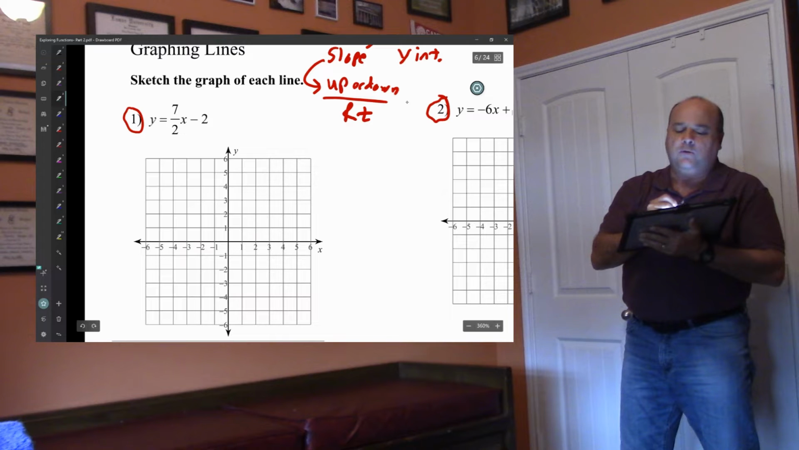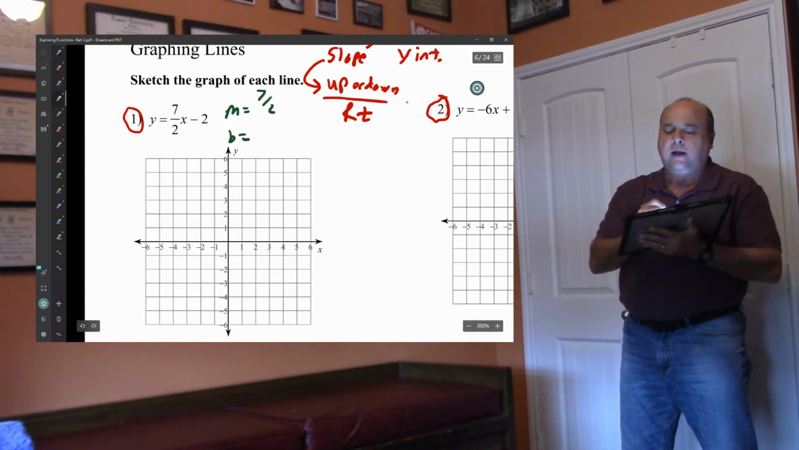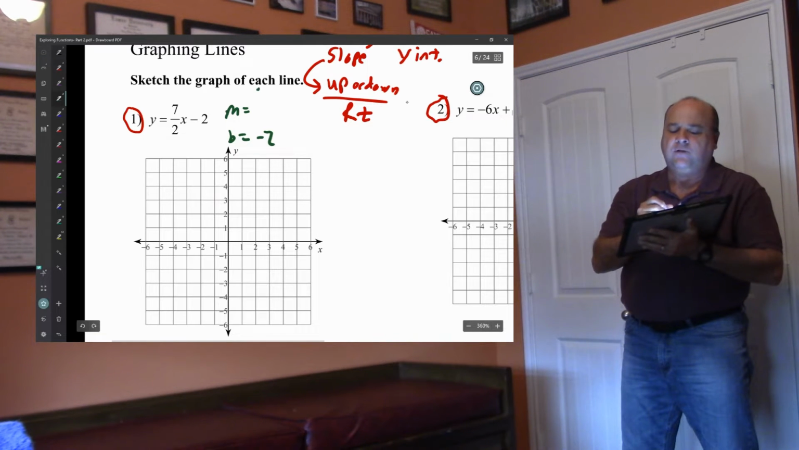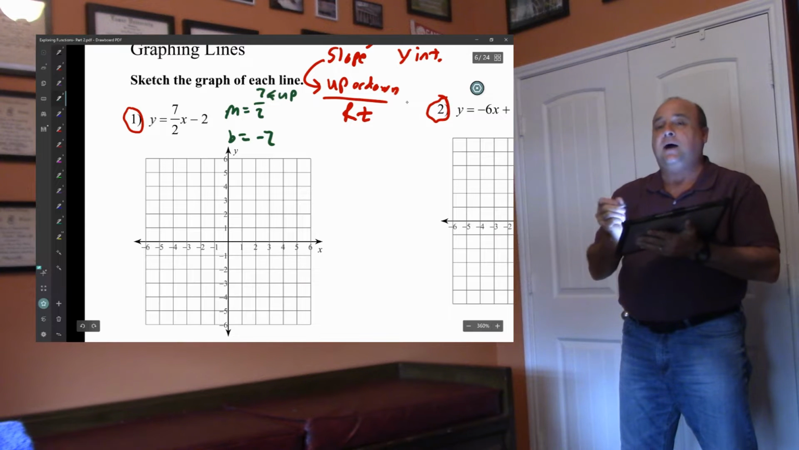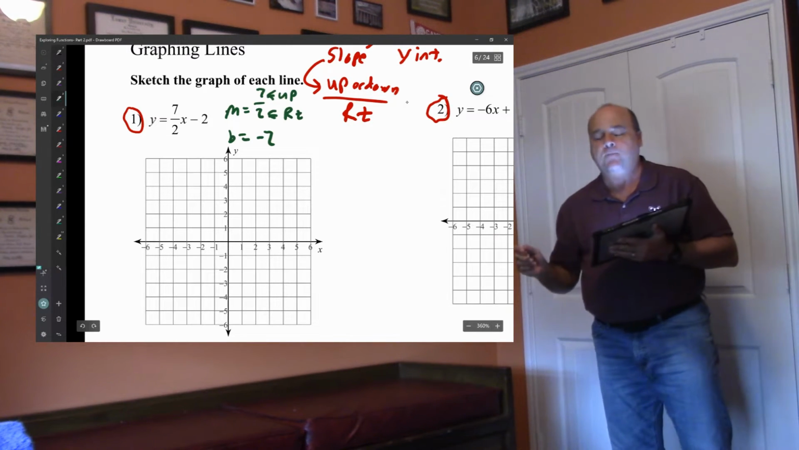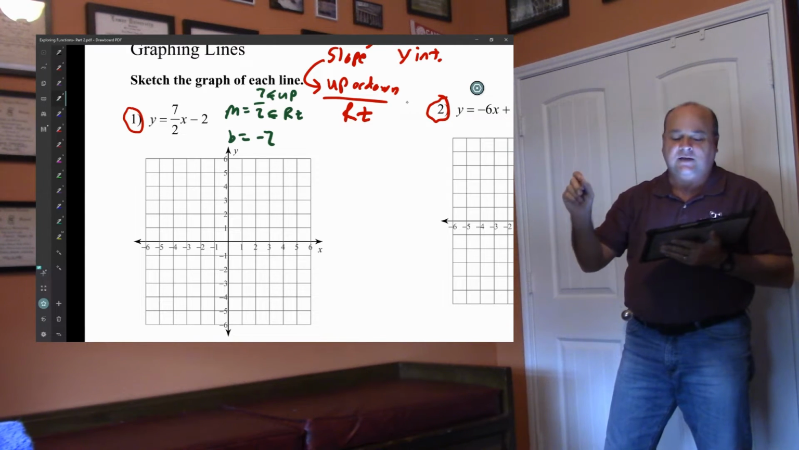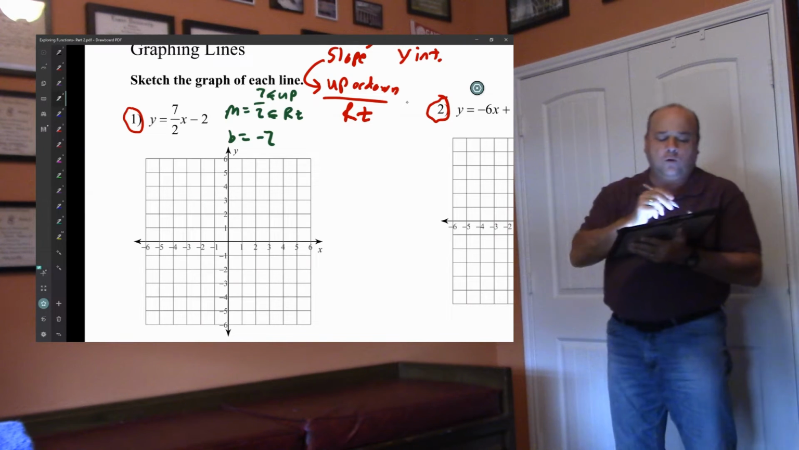So on number one, write down m equals and b equals. Okay, the m is 7 over 2, and our b is -2. Let me make it a flat fraction bar. The 7 means we're going to go up because it's positive, and the 2 means we're going to go to the right. I'm going to put RT. So we're going to graph the starting number at -2 on the y-axis. Then our slope tells us to go up 7, right 2 from that ordered pair.